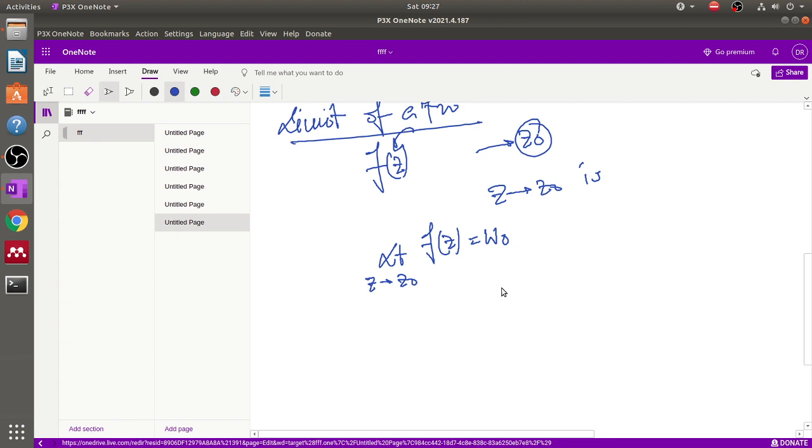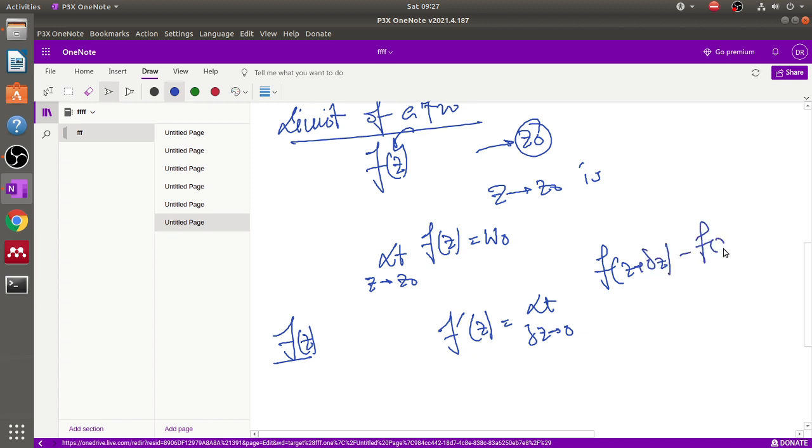Next we discuss the differentiability property. You already know that for the complex variable function f(z), the derivative of this function, f dash z, equals the limit as delta z tends to 0 of f of z plus delta z minus f of z, divided by delta z. So this is the differentiability property.